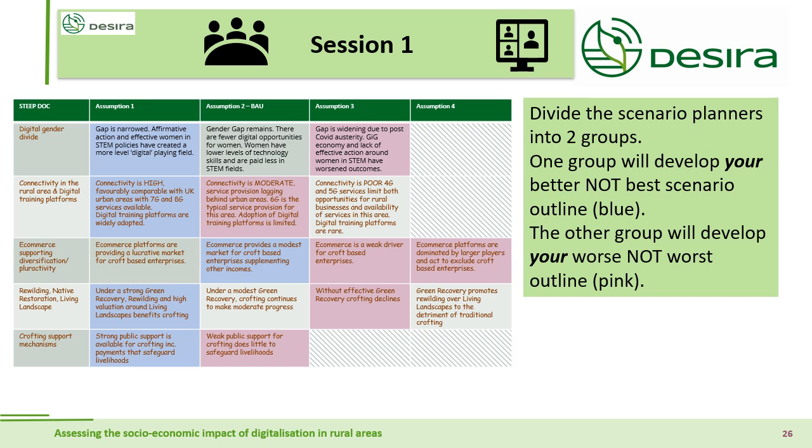Divide the scenario planners into 2 groups. One group will develop your better, not best scenario outline, the one in blue, and the other group will develop your worse, but not worst outline, the pathway in pink.